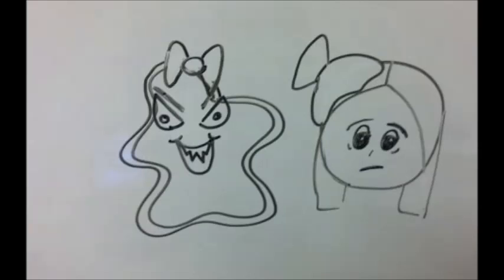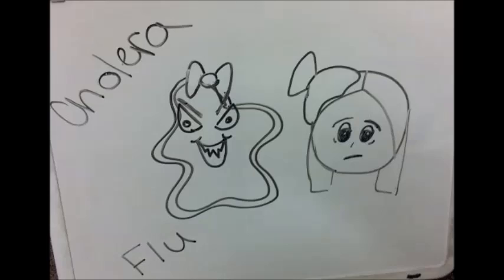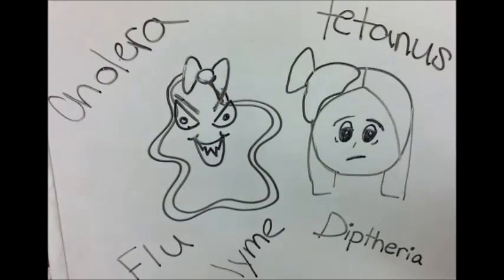The last relationship we will be discussing is when a parasite feeds off its host in a way that harms the host. A parasite that causes disease is called a pathogen. Parasites are unlike predators because they do not kill their host immediately, but they can cause death if left untreated. Some bacterial diseases include cholera, flu, tetanus, diphtheria, and Lyme disease.